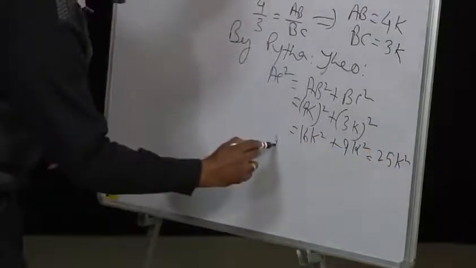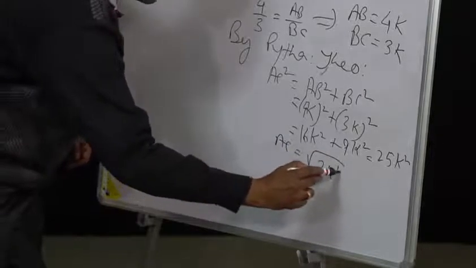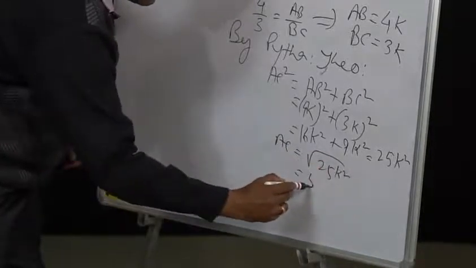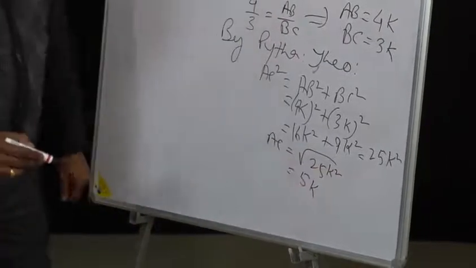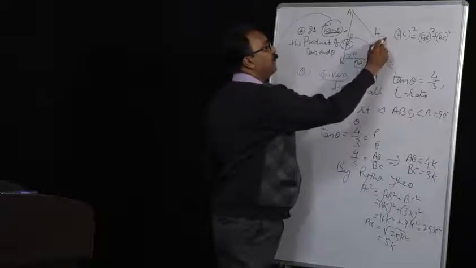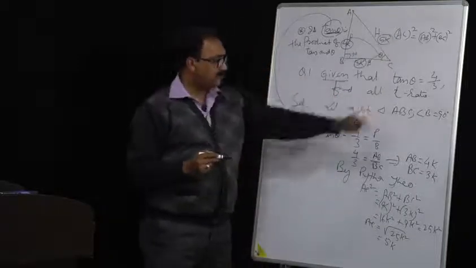So AC, what is AC now then? AC will be the square root of 25K square, and it gives us 5K. Square root of 25 is 5, square root of K square is K. So we got here 5K. Got it? Now they are asking to find all the T ratios.